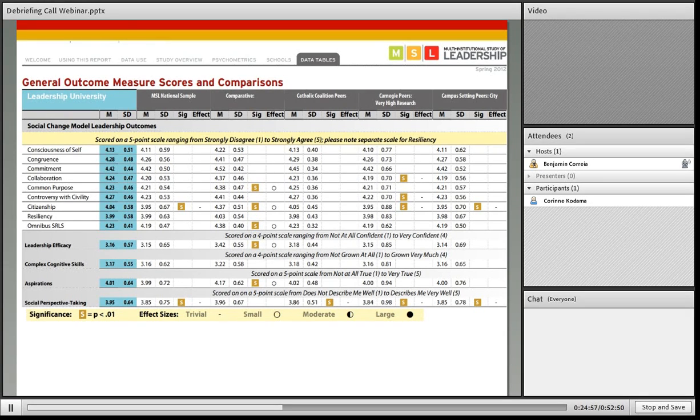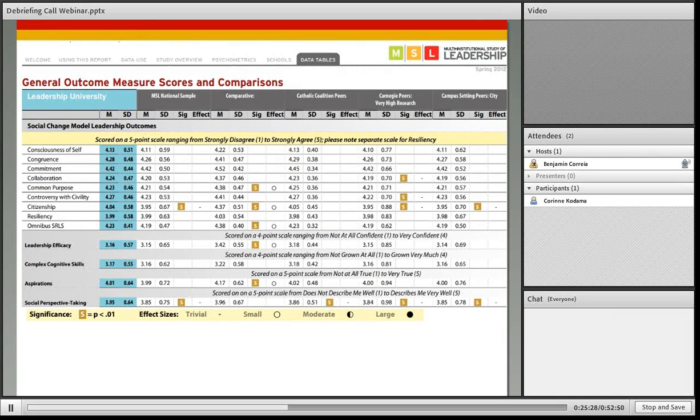There are a few things here I would like you to look at. First of all, you want to look at your data. So let's say this is your data, looking down the left column. The M stands for mean, so that is your score. Social change model leadership is on a 5-point scale, so as you can see, most of the scores here are in the 4s. SD means standard deviation. For those of you that are into statistics, you may find that important. Other people may not, which is fine.